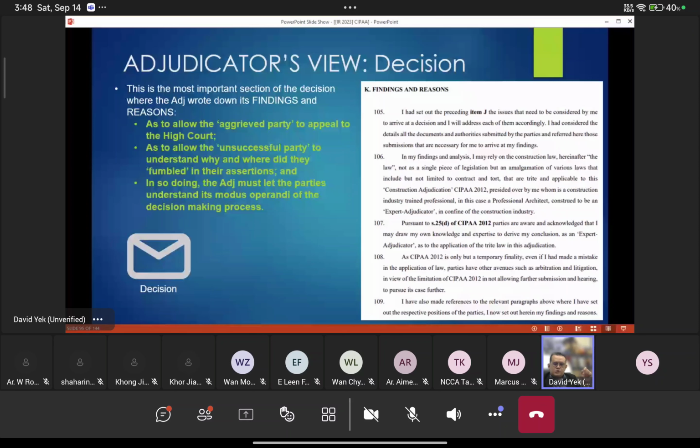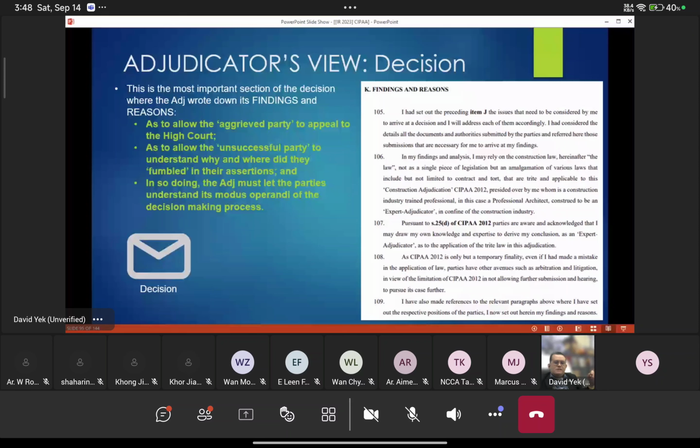The reason has to stand on its own. You have to explain as clearly as possible, so as to allow the aggrieved party to appeal to the High Court, or to allow the unsuccessful party to understand why and where they fumbled in their assertions. And in doing so, the adjudicator must let the party understand the modus operandi of the decision-making process, which means to say he must reveal how he made the decision, and why he took certain steps.